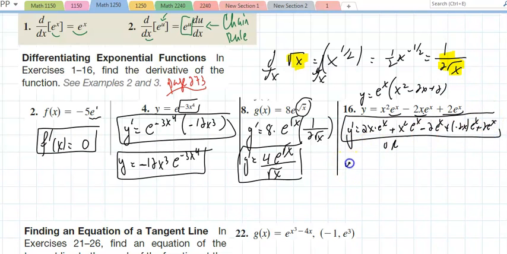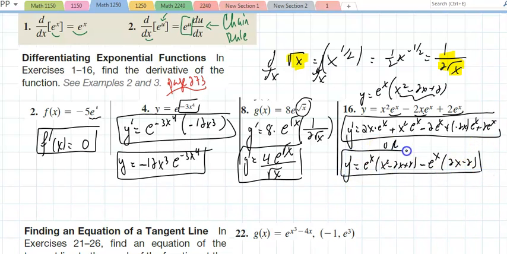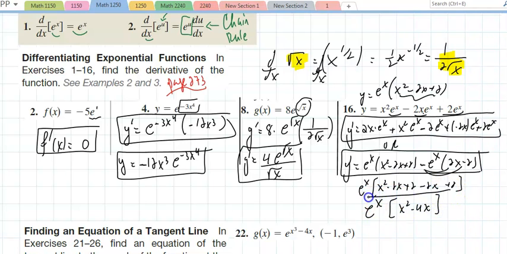Or I could take a derivative of y and say that is the derivative of the first times the second minus the first times the derivative of the second, is 2x minus 2. You could clean that up by factoring e to the x out. That would be x squared minus 2x plus 2 minus 2x plus 2. And that would be e to the x times x squared minus 4x. That's what you will find in the back of the book instead of this mess.